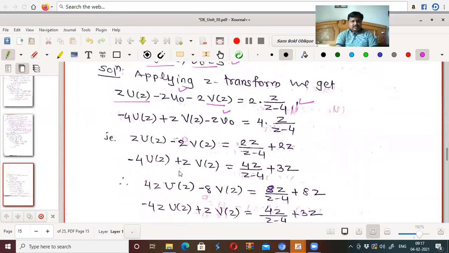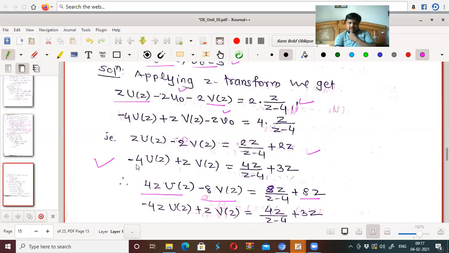This is nothing but, now 4z U z, multiplying both sides by 4 you are taking. 4z U z minus 8 V z equal to 8z upon z minus 4 plus 8z, multiplying the first equation by 4 and the second I will write as it is, minus 4 U z plus z V z equal to 4z upon z minus 4 plus 3z.